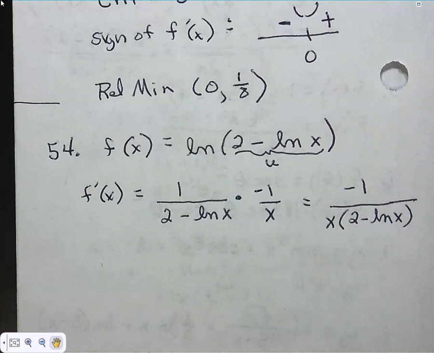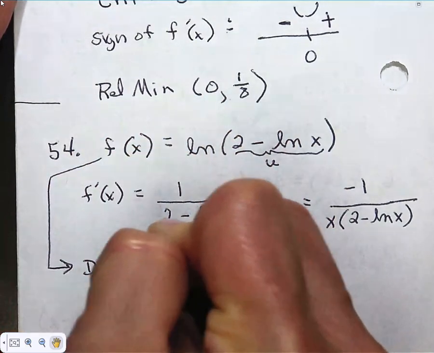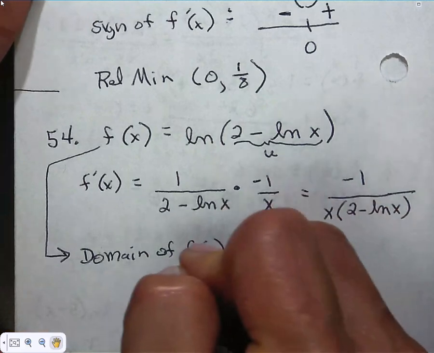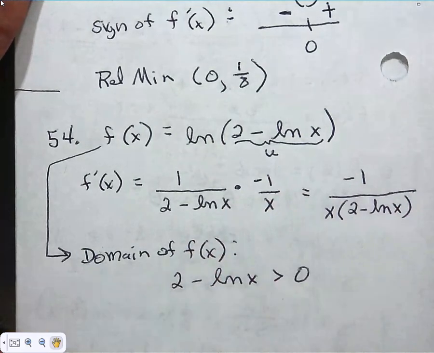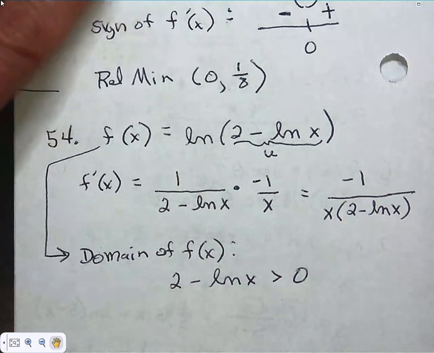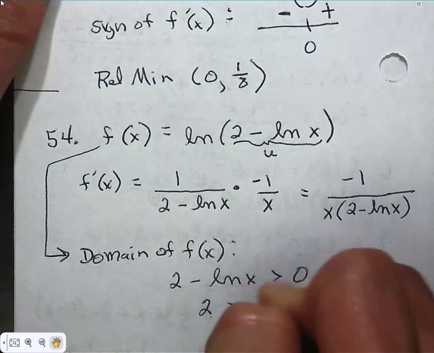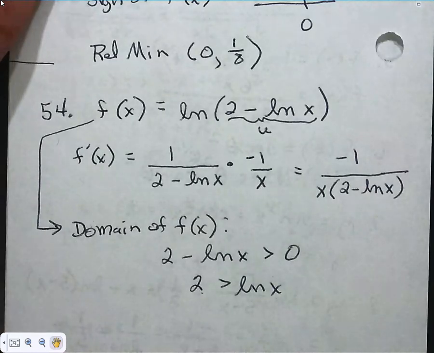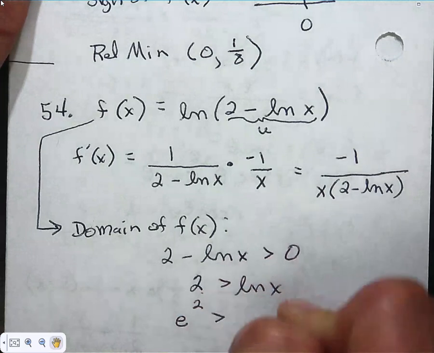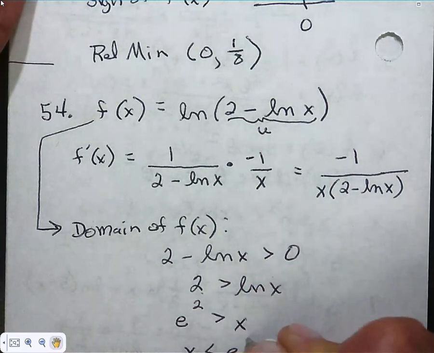So I said right here, I'm going to say the domain of f of x had to be whatever kept 2 minus natural log of x positive. Because if it was 0 or negative, I couldn't take this outside natural log of it. And then add natural log of x to both sides, and raise e to both sides, also known as change it to exponential form. X has to be less than e squared.